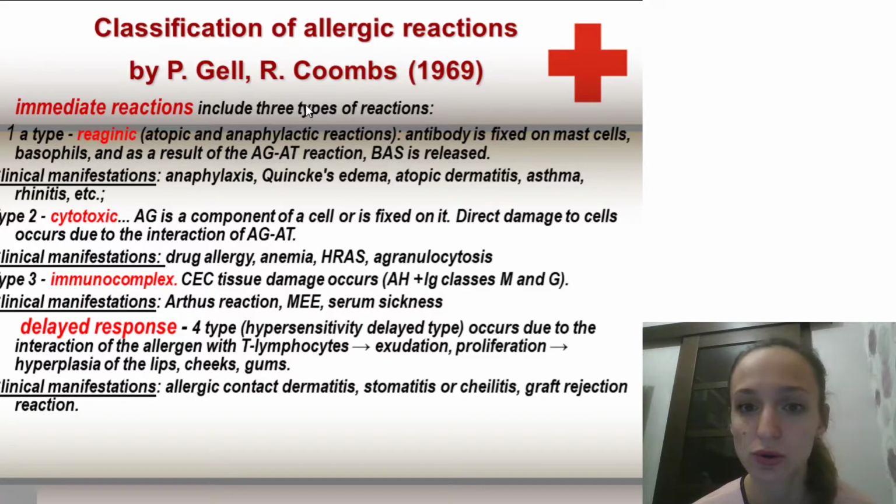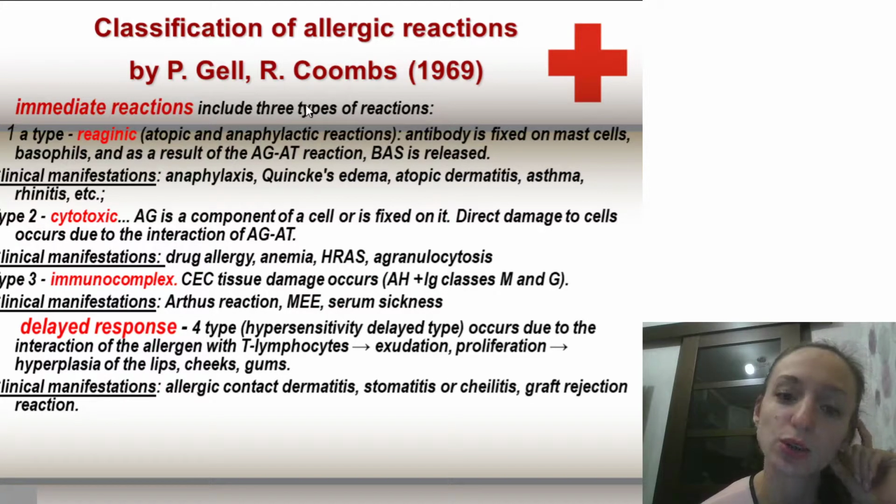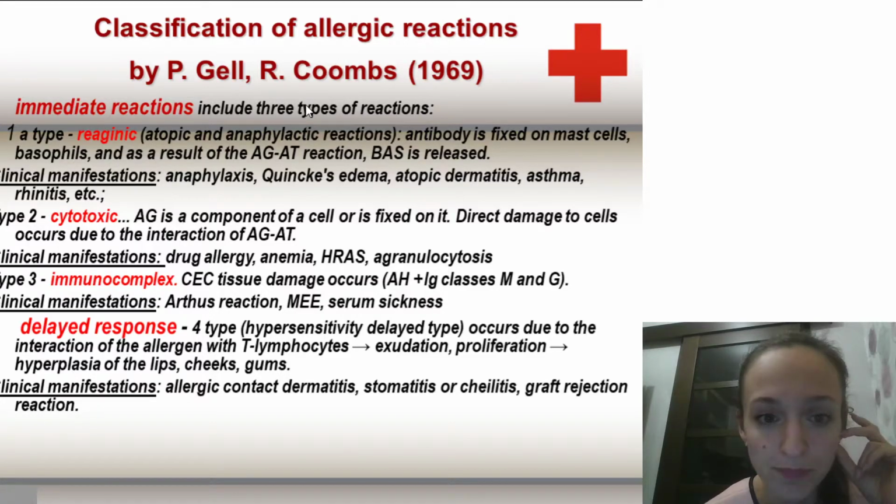And the classification of allergic reactions by Coombs and Gell. The first is the immediate reaction, and this reaction includes three types. The first type is reaginic or atopic and anaphylactic reactions. The clinical manifestations are anaphylaxis and Quincke's edema, atopic dermatitis, asthma, rhinitis, etc.